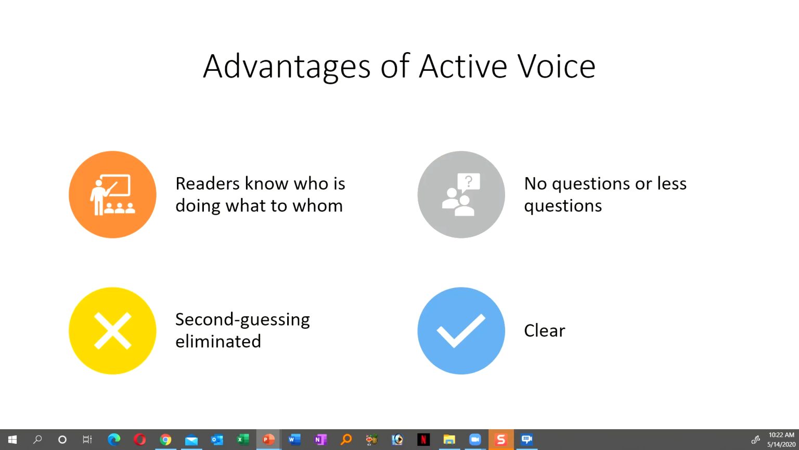Also, second guessing is eliminated. That means that you don't have to guess what is being said, instead of having it be very clear as it says there. So yeah, second guessing can be eliminated by using the active voice.